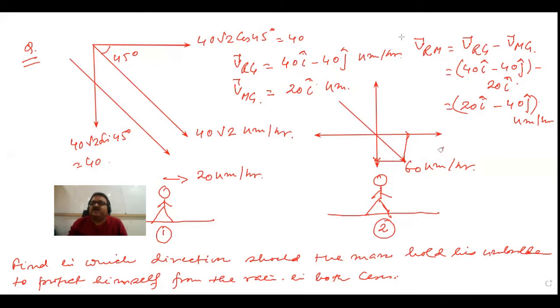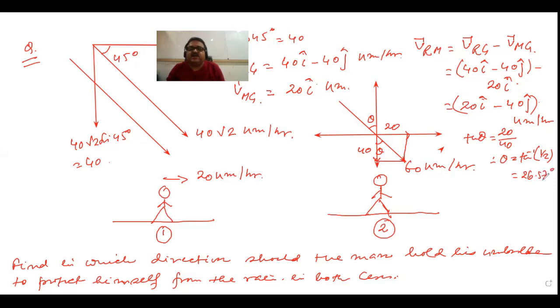So to the man, the rain will appear to fall like this. This is 20 and this is 40. Clear? And this is, suppose, theta. So tan theta is equal to height by base. Height is what? Look at this triangle. This is 20, okay, and this is 40. That means 20 by 40. That is theta is equal to tan inverse of half.